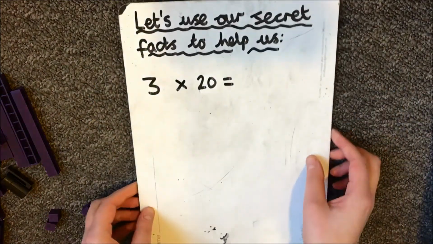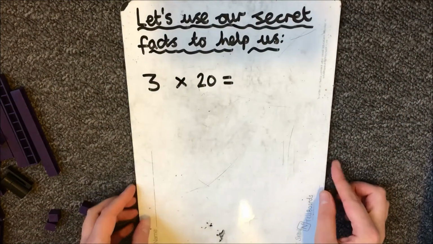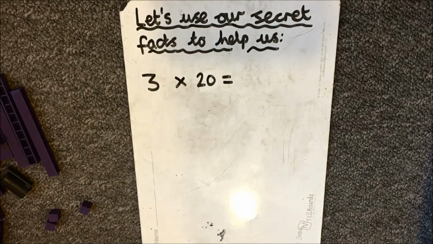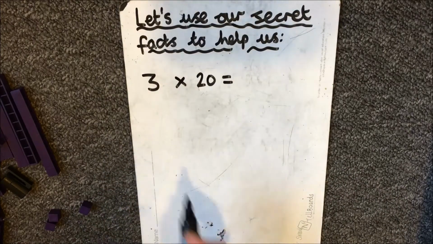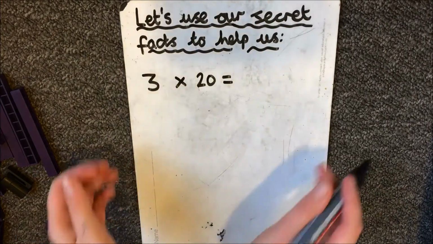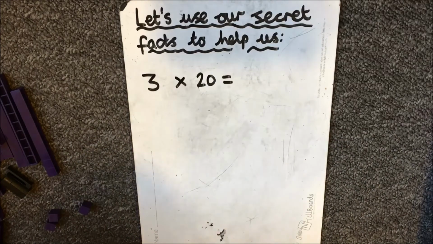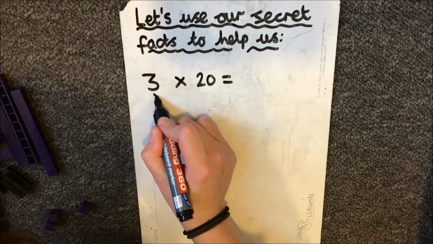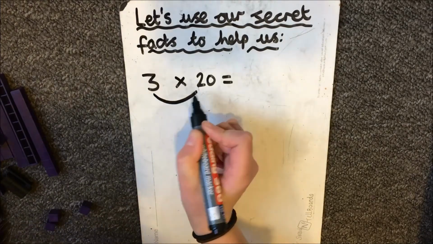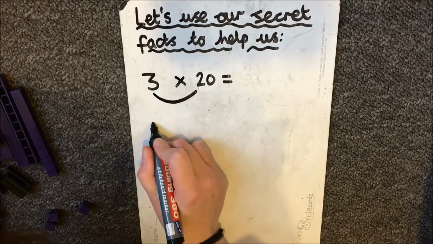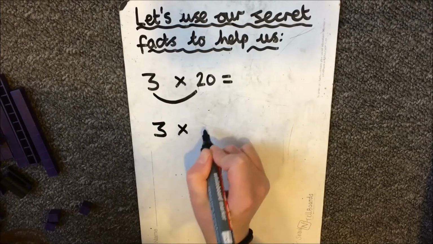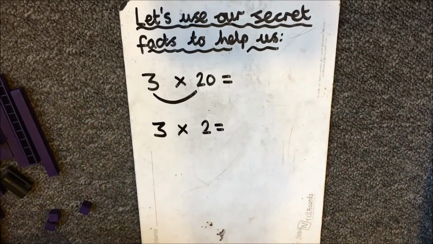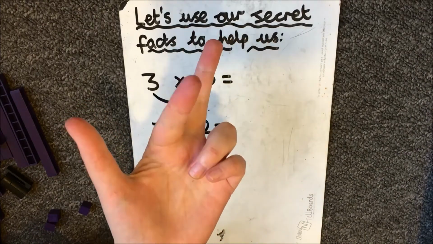Ready? Let's use our secret facts to help us. Let's read this one out. What does it say? 3 times 20. So that's harder to count in our heads. What is the secret times table that we know? Ready? Secret times table. Can you say it? Secret times table. My secret one is 3 times 2. I know that one. So 3 times 2 is the same as 3 fingers up, counting 2s. 2, 4, 6.